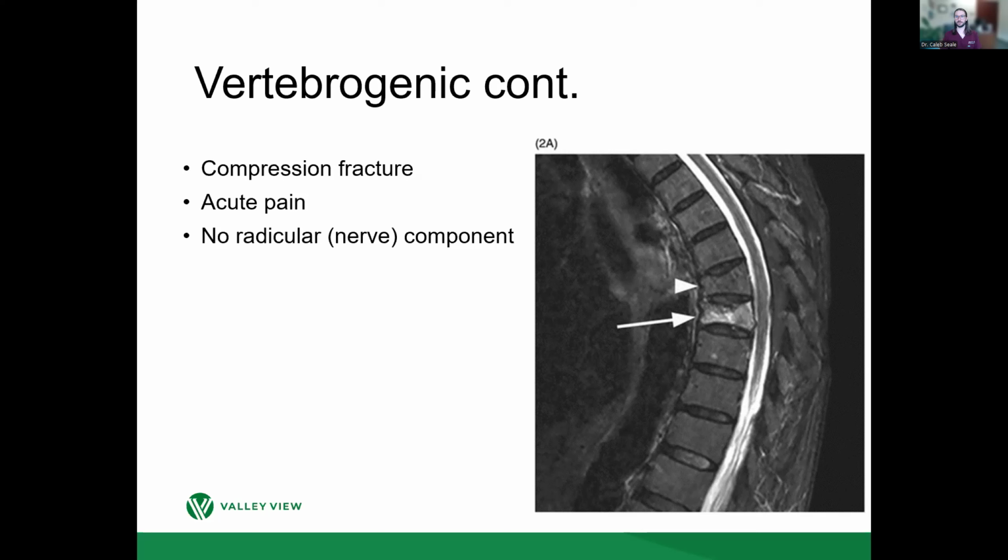Then you look at the arrow with the long tail or that bottom arrow, and you see that vertebral body again has collapsed. It's not a nice square, and it's white on MRI. That white again shows that it's an active compression fracture.